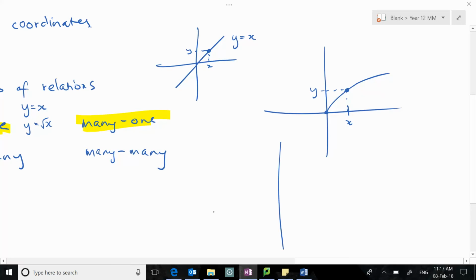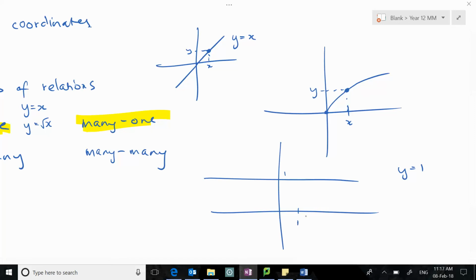Y equals 1 is a horizontal line that looks like this. So that's at 1. Now, is this a one-to-one? What would this be called? If I chose this x value, I connect to 1 point. So 1x is connected to 1y there. But then if I looked at this x value, I've got now 2. It's also connected to 1. So this is a 2, 1. So 1, 1. What is this called?